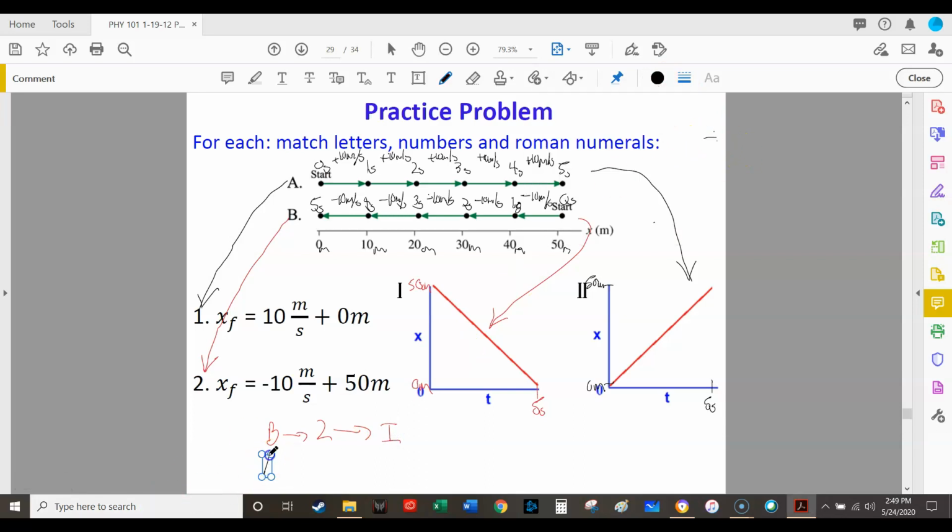And it looks like A is going to be matched up with number 1, and it's going to be matched up with Roman numeral 2. Okay. How did you do?